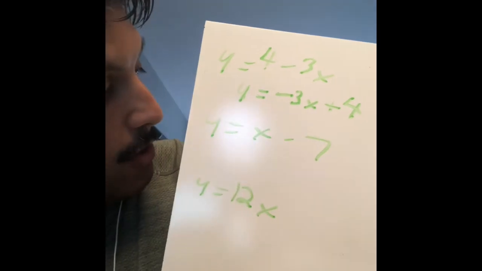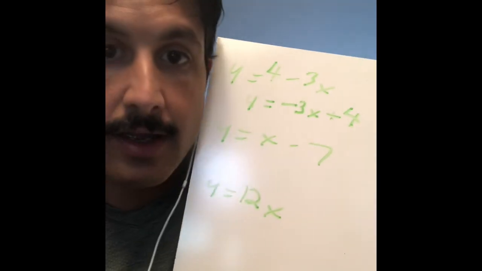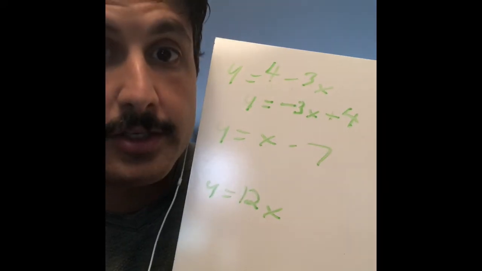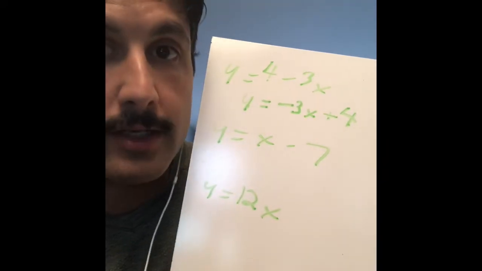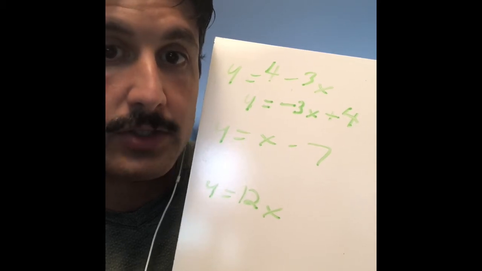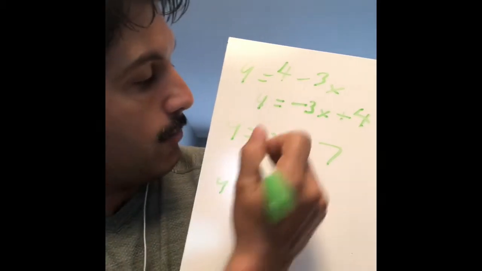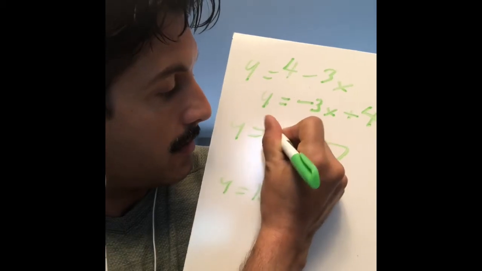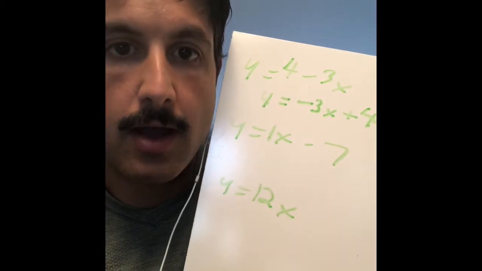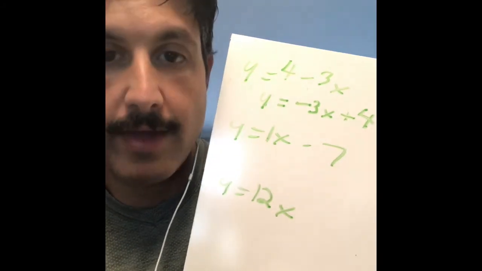The next one, y equals x minus 7. Y-intercept at -7. That's the easy one. The slope here, it's not written, but how many x's are there? There is 1x. So the slope is 1. We don't write it in, but there is a 1 there. We just don't see it. So be careful of that in the future.